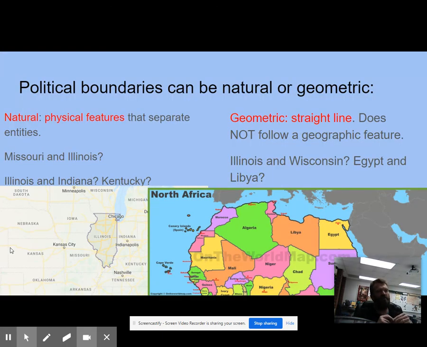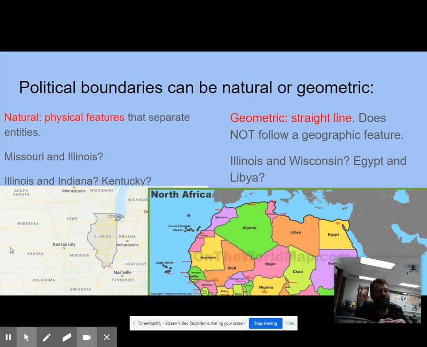Political boundaries can be natural or geometric. This is really easy. Natural just means they're physical features. Like in between Missouri and Illinois is the Mississippi River. In between Indiana and Illinois is the Wabash River in the southern part of the states. In Kentucky, we're separated from them by the Ohio River. So those are physical boundaries that separate people.